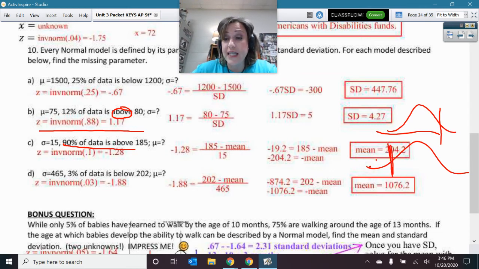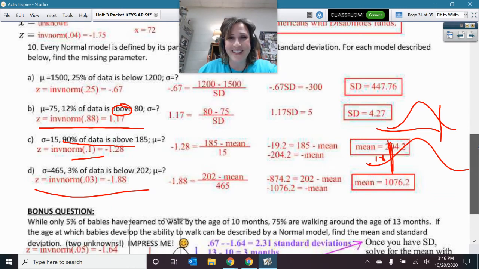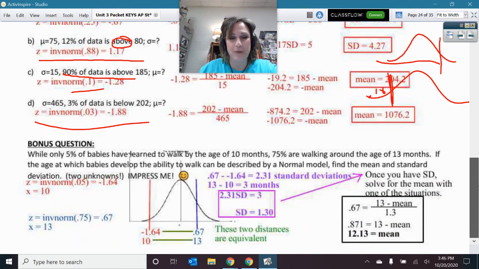That means there's only 10% on the bottom. So that's inverse norm of 0.10. 185 was your X, and so on. And then 3% below that X value of 202. So there you go. And this is the very interesting problem.